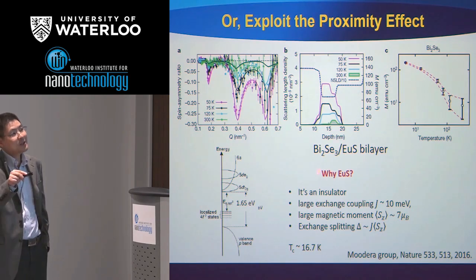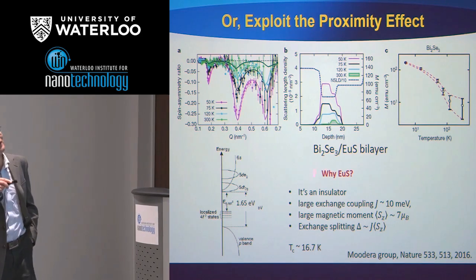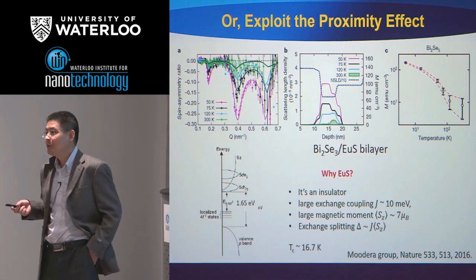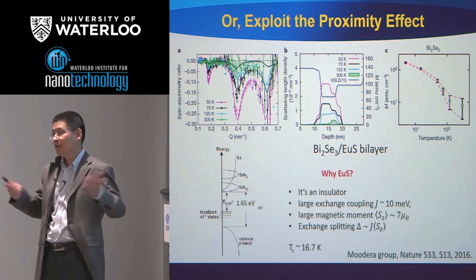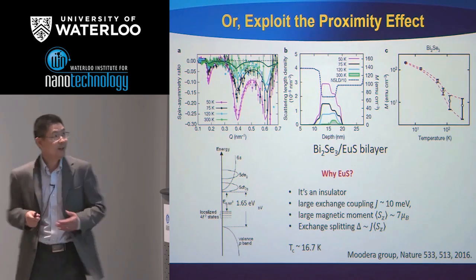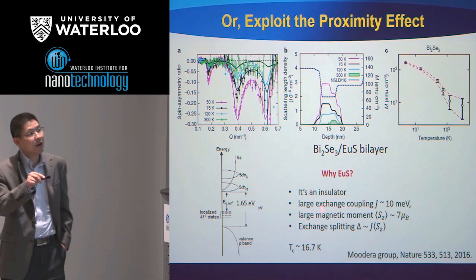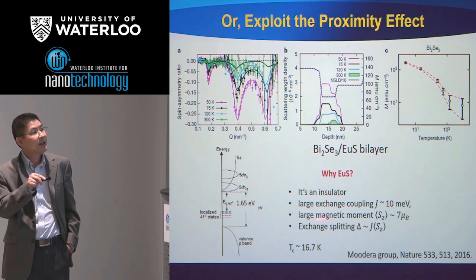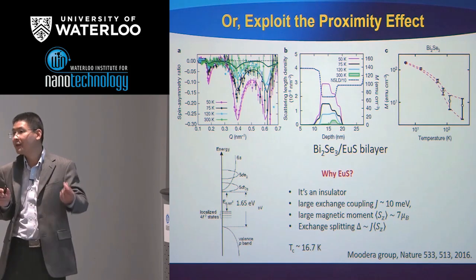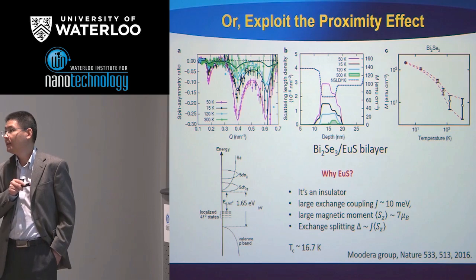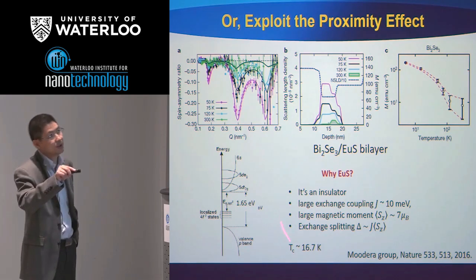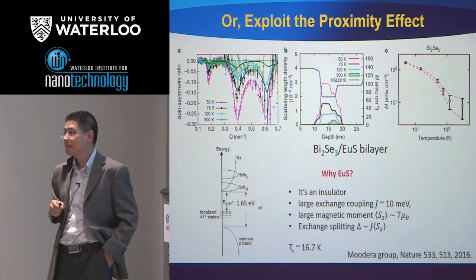Okay, so why are we interested in europium sulfide? First of all, it is an insulator. We want an insulator so that we don't mess up the transport of the 2D materials. And secondly, it has a large exchange coupling constant, and combined with a very large magnetic moment from the rare earth, you will have large exchange splitting. So we decided to use this material.